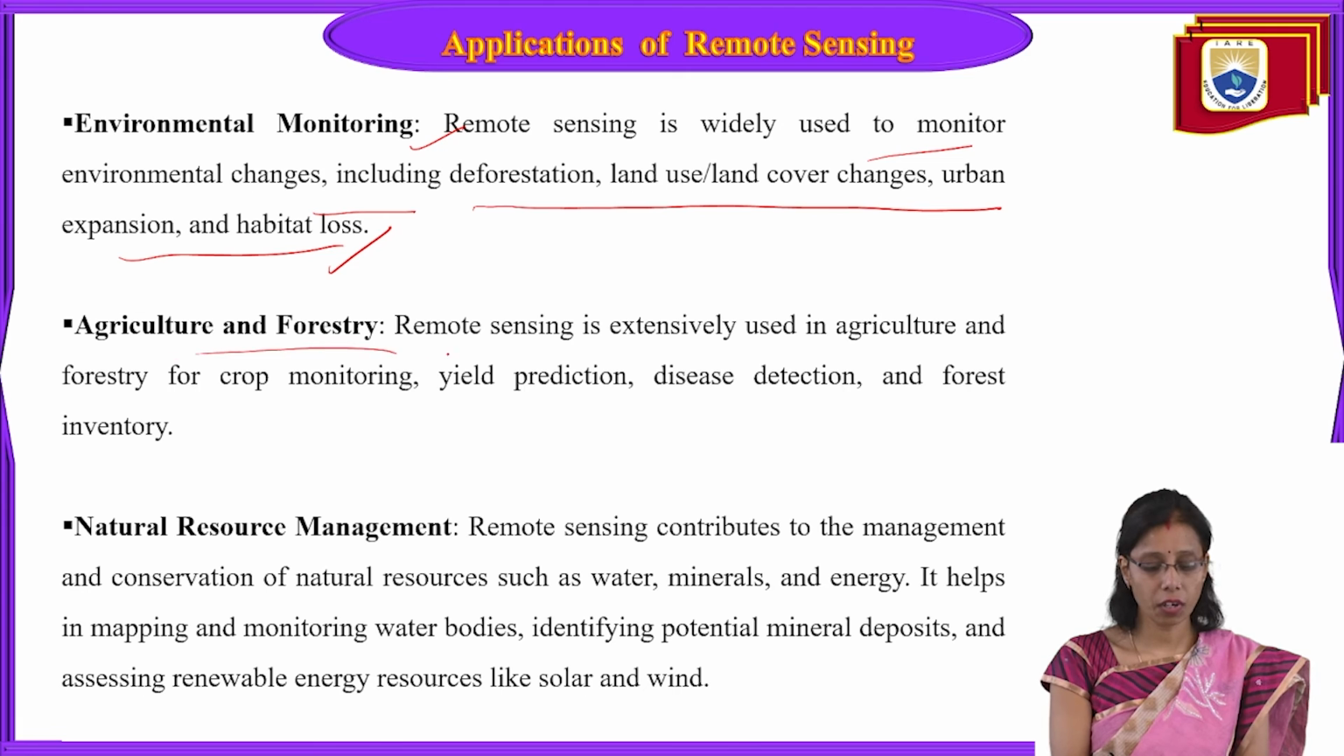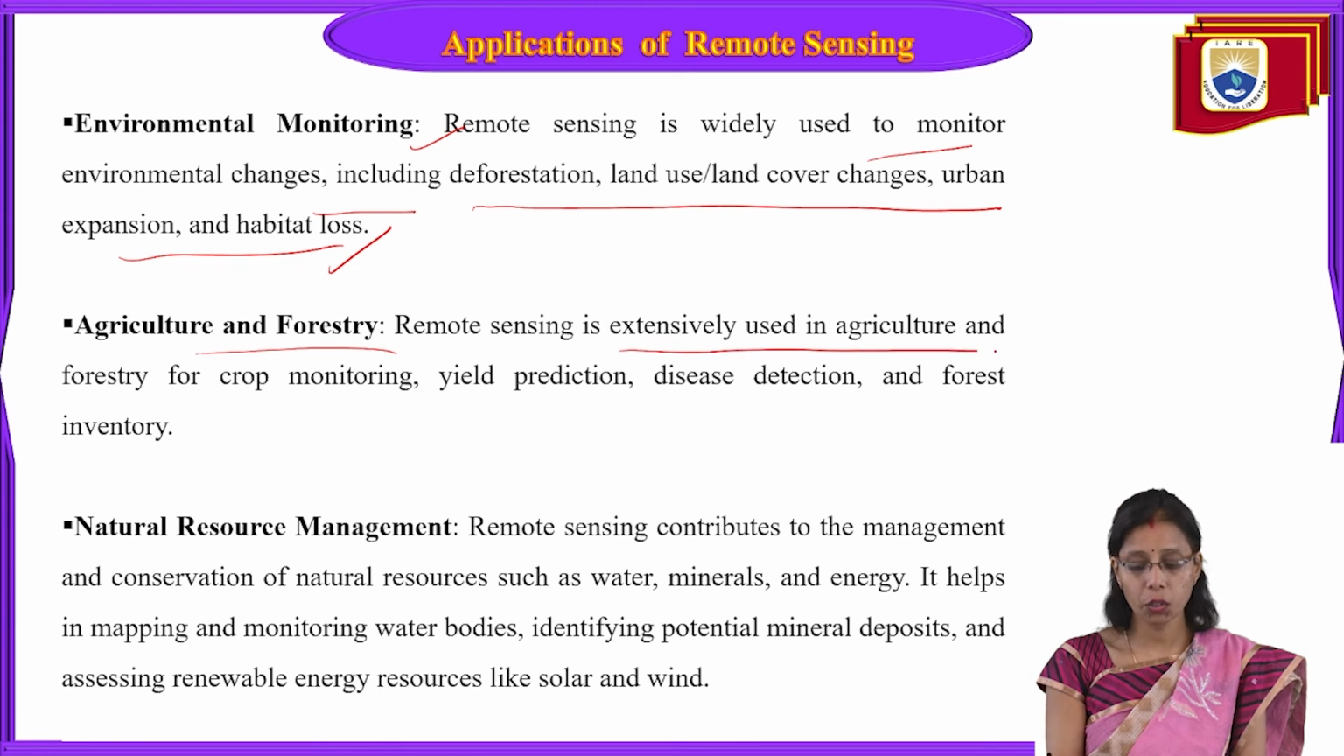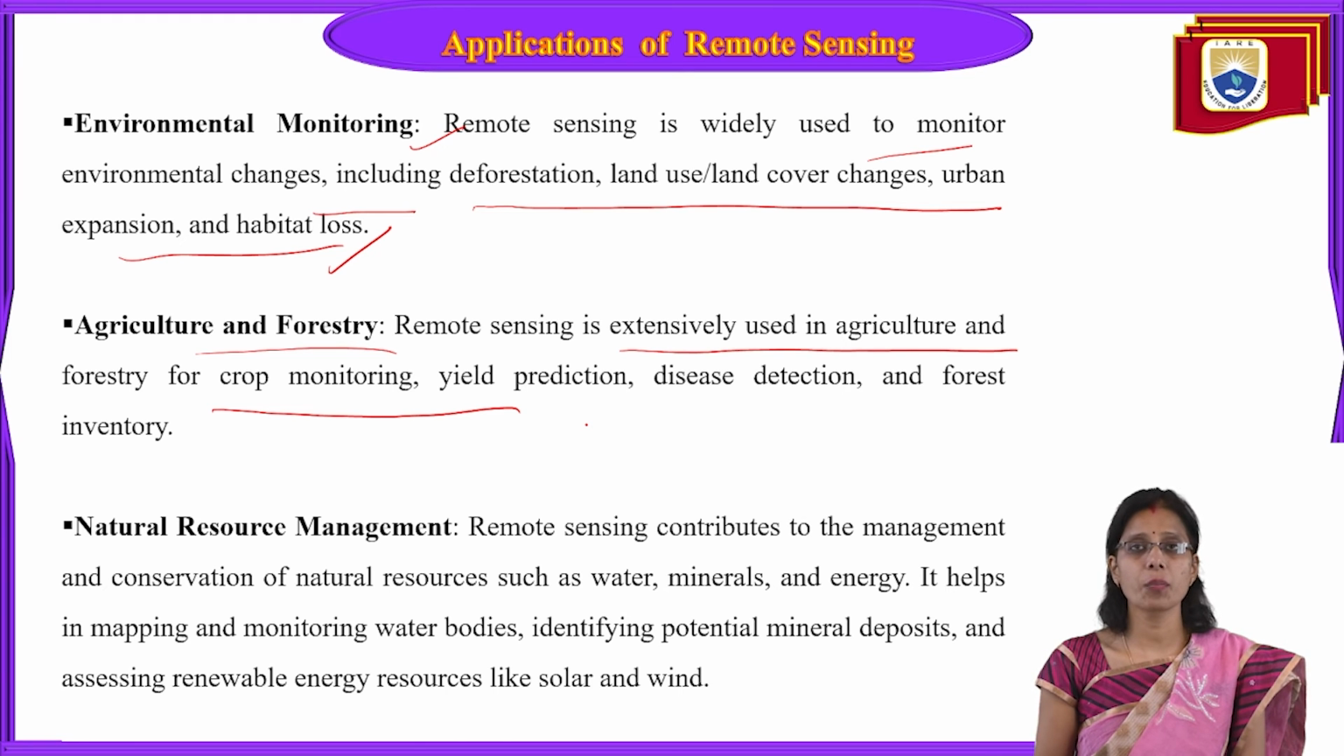And in agriculture and forestry, remote sensing is extensively used in crop monitoring, yield estimation, yield prediction, and the growth of the crop can also be monitored. Like day one, what is the condition of the crop? Day two, what is the condition of the crop? After 10 days, what is the condition of the crop? So monitoring is very helpful with the help of remote sensing.